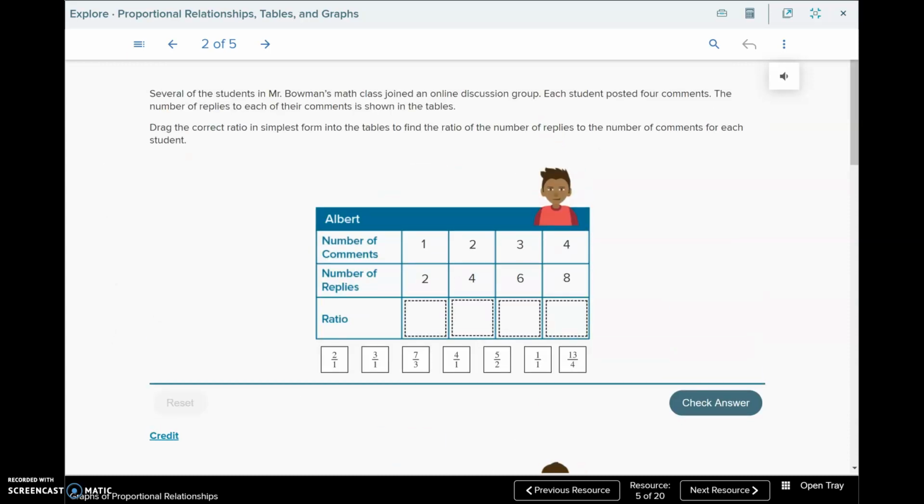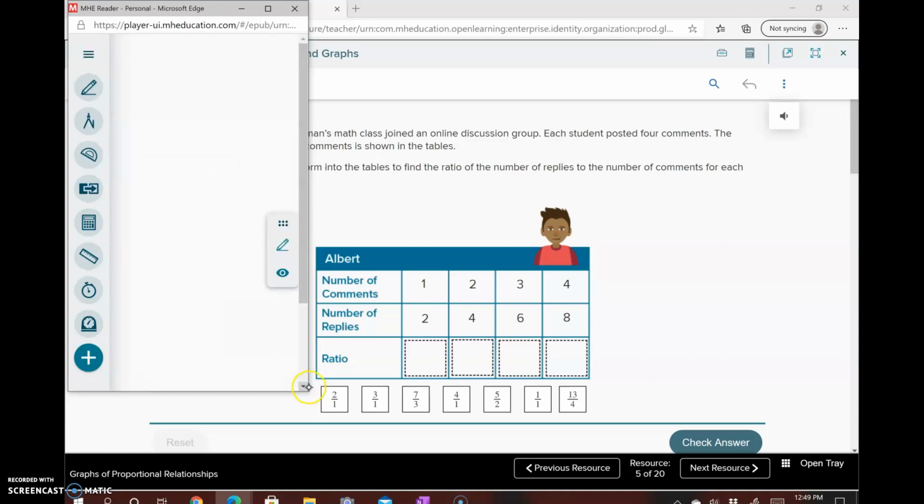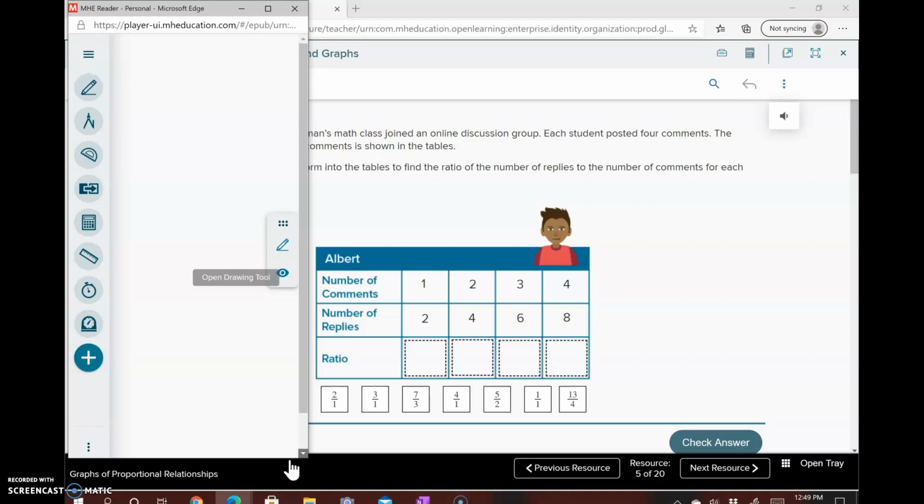So we're going to start here with Albert, and in order to figure this out, I'm going to use my learning tools. It's going to give me a blank canvas to do some math on. All right, so let's look at Albert. Remember up here it says we want to make the ratio of the number of replies to the number of comments. So that means that the replies is my first number and my comments is my second number, or my replies is my numerator and my comments is my denominator.